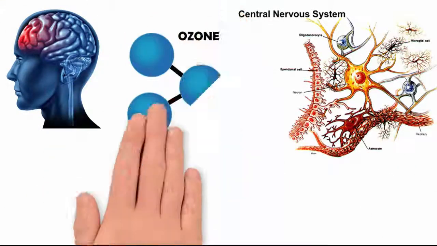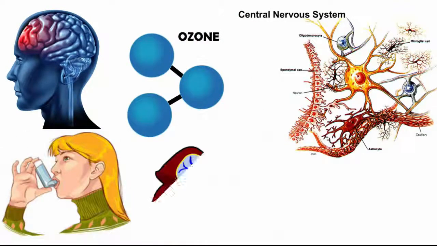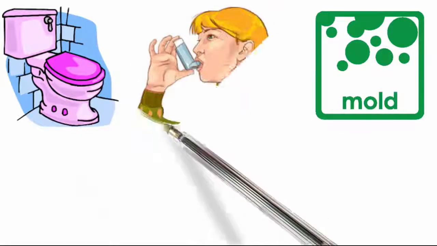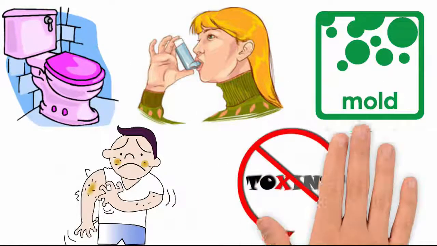Copy rooms that are a source of production of ozone causing asthma and other respiratory diseases. Bathrooms that are a source of mold and mildew triggering asthma and allergies by releasing spores and toxins.